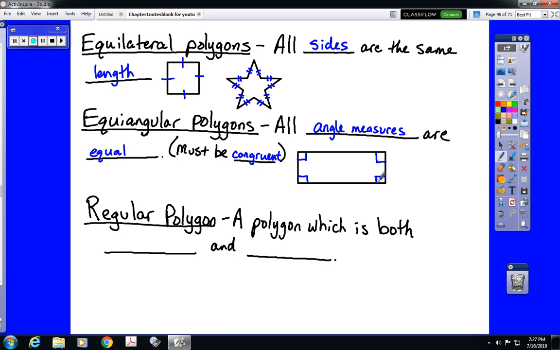And then if we have a polygon that is both equilateral and equiangular, that is a regular polygon. So equilateral and equiangular. That would be considered a regular polygon.